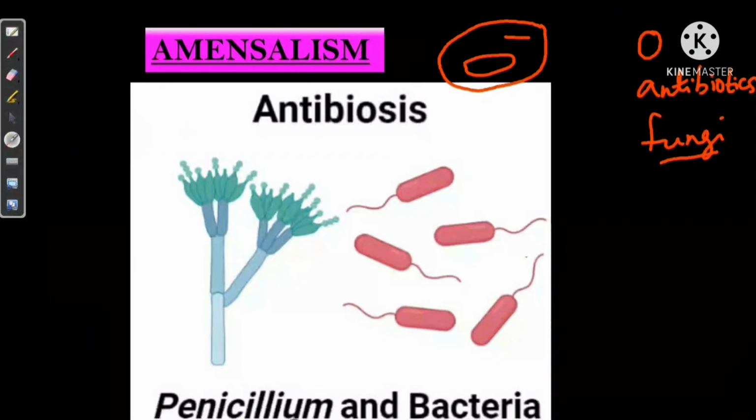For example, here penicillium belongs to kingdom fungi and then the bacteria is there. For penicillium, it is a neutral relationship, no benefit nor harm, whereas bacteria is being attacked. So for the bacteria, it's a negative relationship.